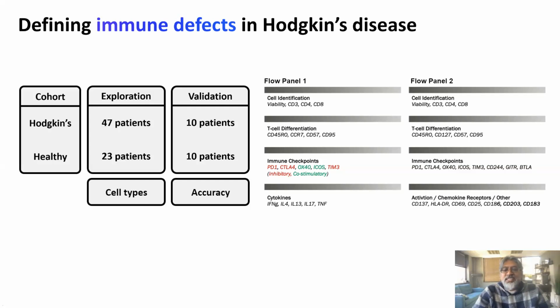Again, we identify the T cells, look at various T cell differentiation markers, look at a few more immune checkpoints, adding now CD244, GITR, and BTLA. And then we look at activation of cells using CD137, HLA-DR. We also look at chemokine receptors like CCR6 and other markers as well, like CD203. And so we use these 2 panels then to investigate these patient samples.